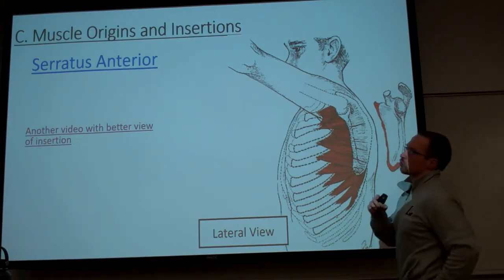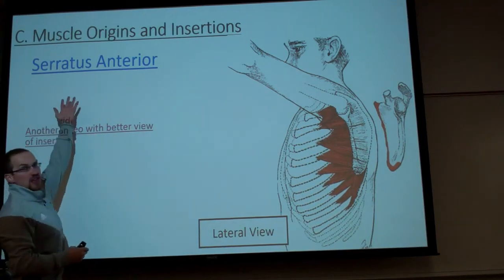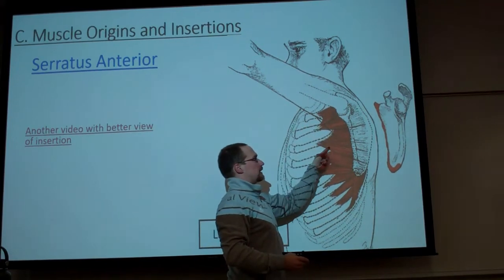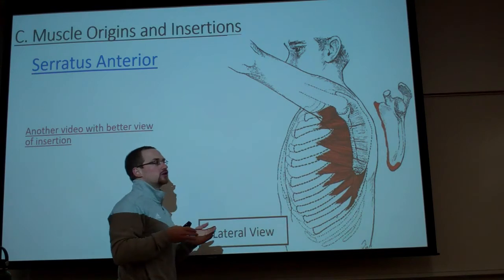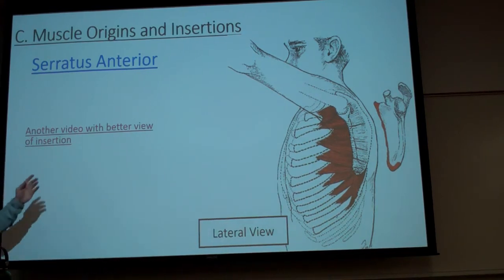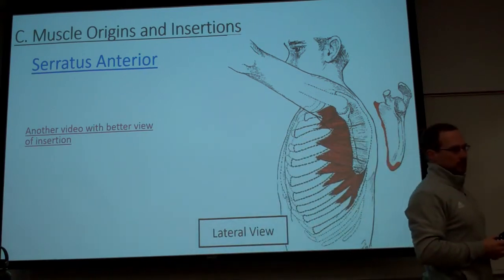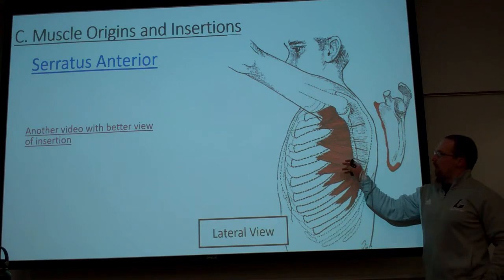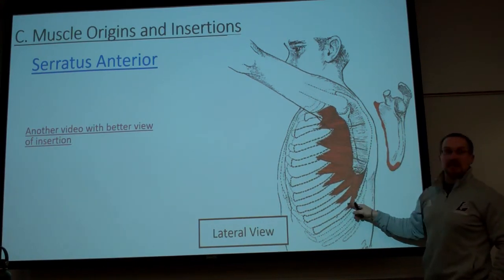Last one, serratus anterior. The name, serratus, makes us think of a saw. Notice how it's very pointed here, like the sharp, pointy parts of a saw. Anterior means it's towards the front. Now this is an interesting one to look at, because this muscle's origin is going to be on those first 9 ribs.